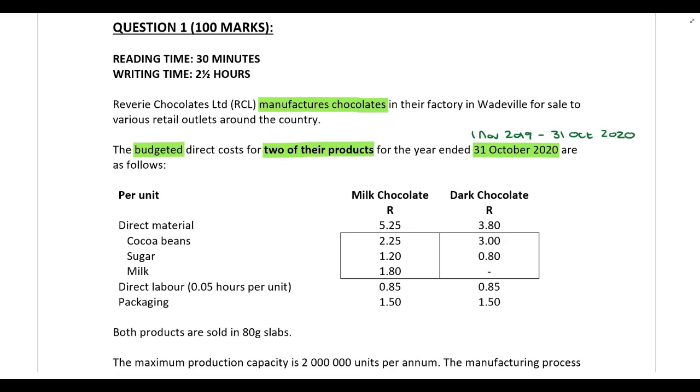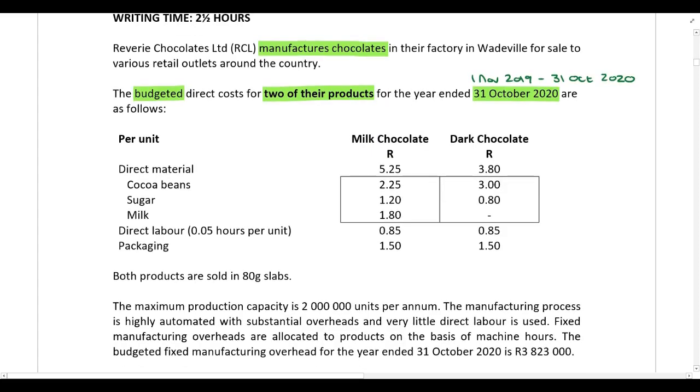All right. And this information has been given to you per unit. So we've been given the direct material cost per unit, which is made up of cocoa beans, sugar, and milk. Then we have the direct labor cost per unit. You can see for both chocolates, the cost is 85 cents per unit. And we also know that it takes 0.05 hours in order to manufacture 1 unit.